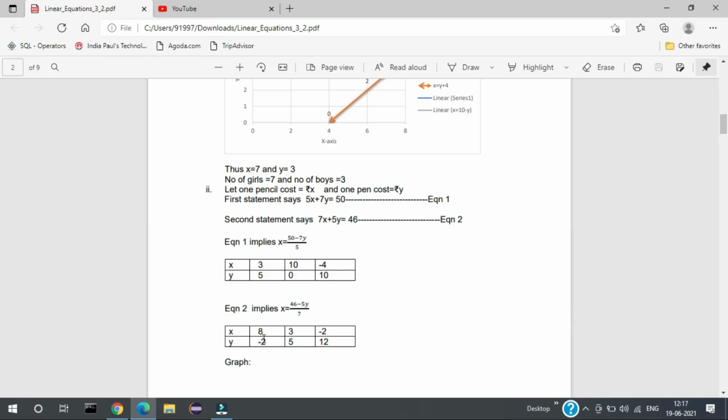So from equation 2, what is the second equation? 7x plus 5y equals 46. So x equals (46 minus 5y) by 7. So x and y. When y equals minus 2, x will become 8. When y equals 5, x will become 3. When y equals 12, x will become minus 2.